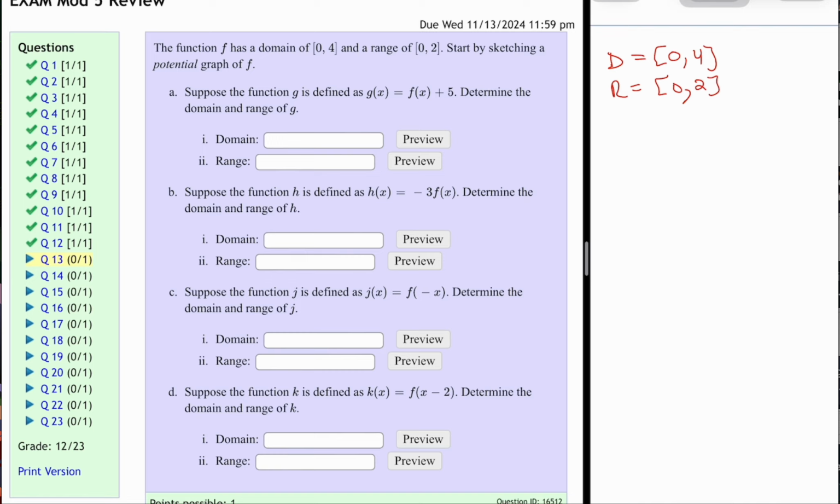So if you could at this time, open up your Exam Mod 5 review. Please open up question number 13, which is where we left off, and we're going to go through this problem.